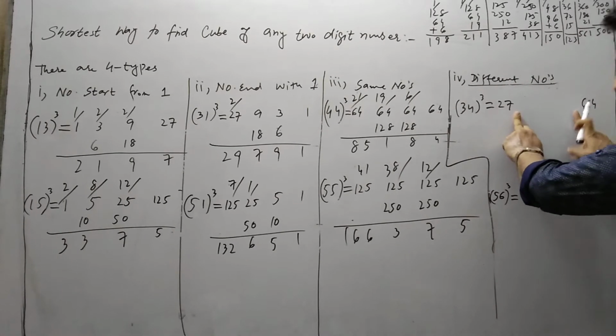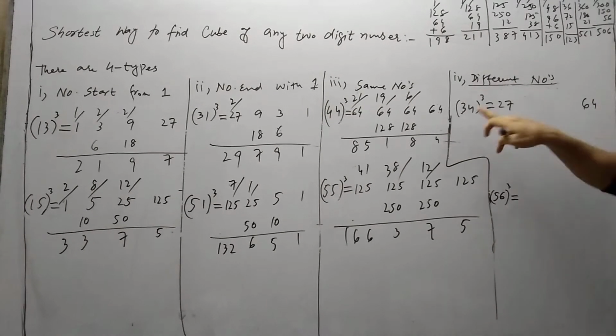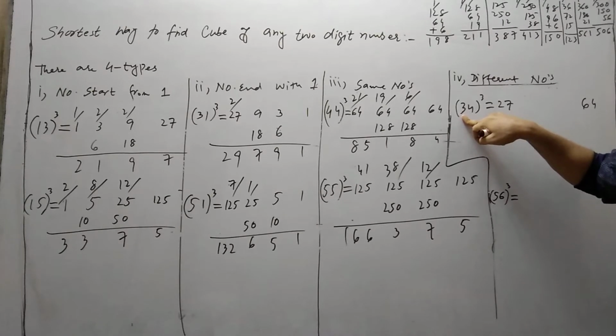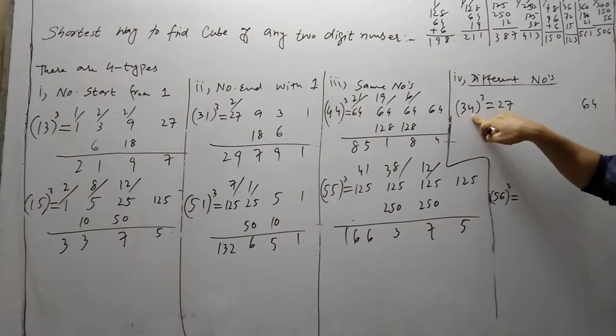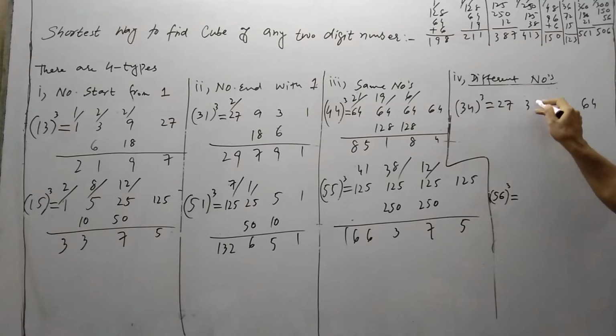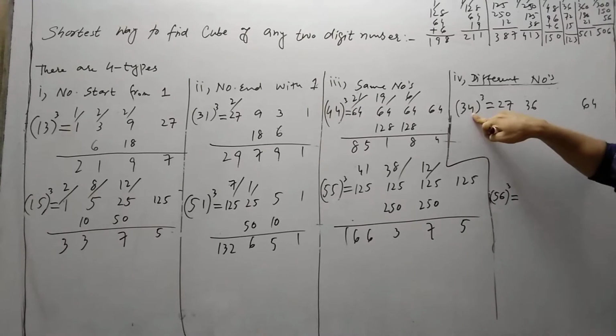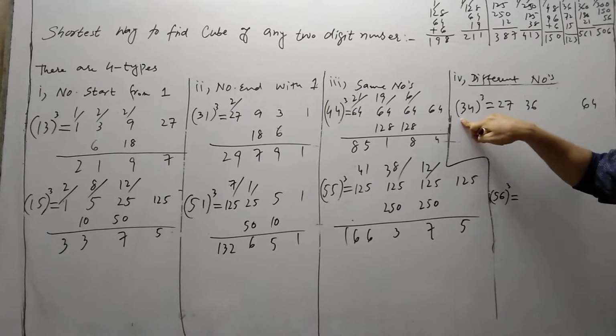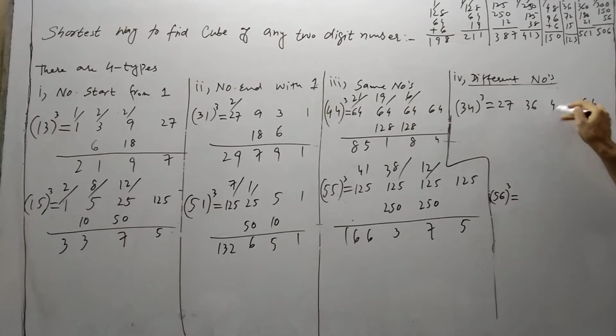Make some gap between this cube and this cube. Square of the first number, 3 square, 9. Multiply this: 9 fours are 36. Square of the second number, 4 square is 16. And multiply this: 16 multiplied by 3 is 48. Now the same rule will be followed.